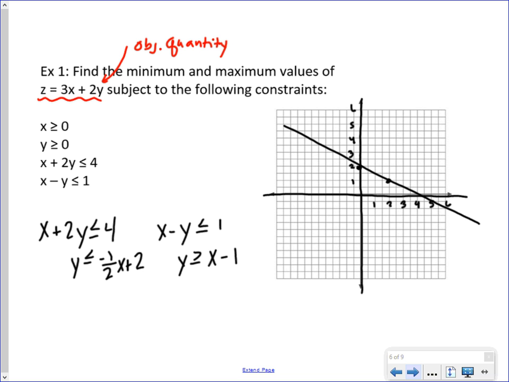We have one more line to graph. That's y is greater than or equal to x minus 1. So I'm going to go to negative 1. My slope is 1. I'm going to draw that line.